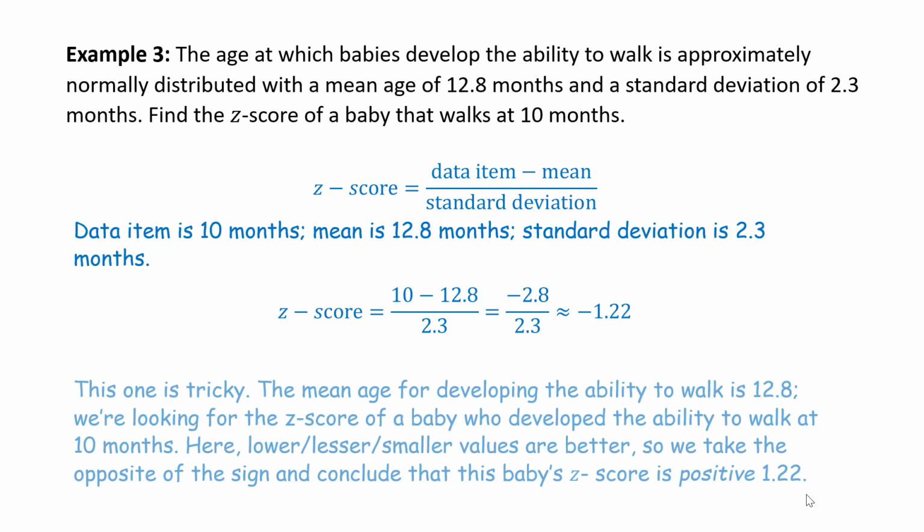This one is tricky. The mean age for developing the ability to walk is 12.8 months. We're looking for the z-score of a baby who developed the ability to walk at 10 months. That is, he did it earlier. In this instance, the lower, lesser, or smaller values are better, so we take the opposite of the sign and conclude that the baby's z-score is a positive 1.22.